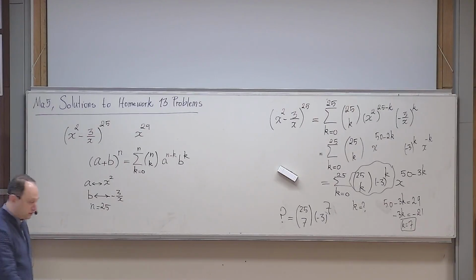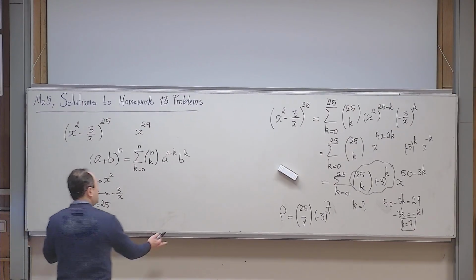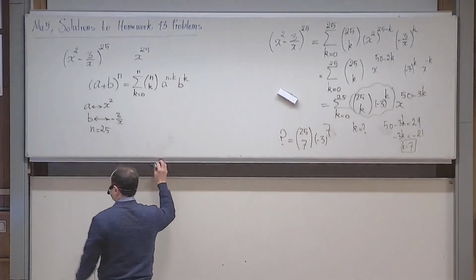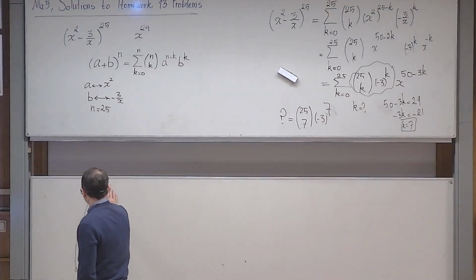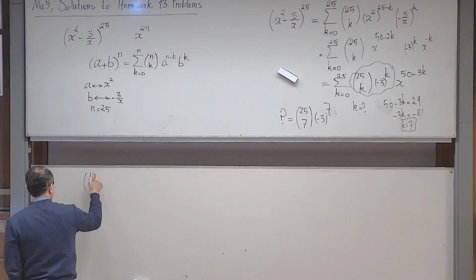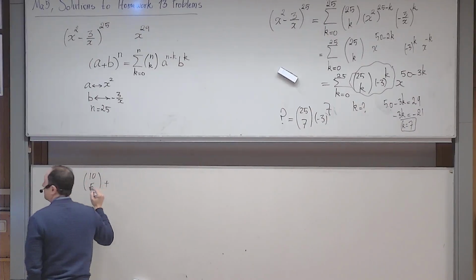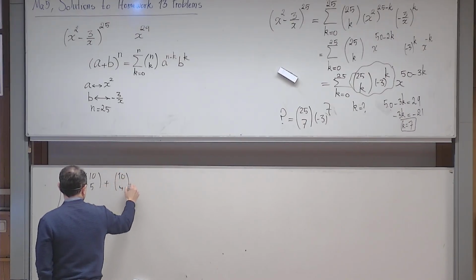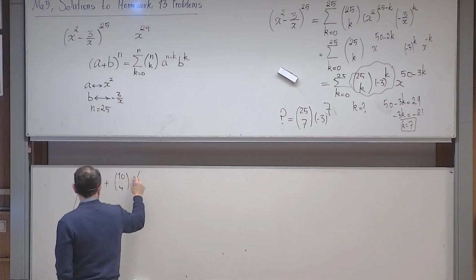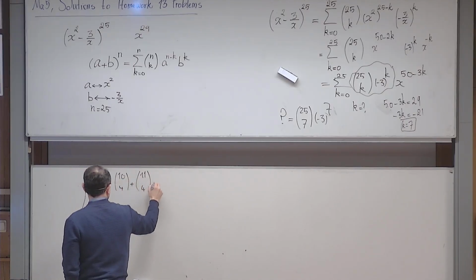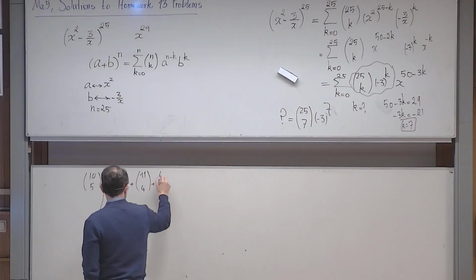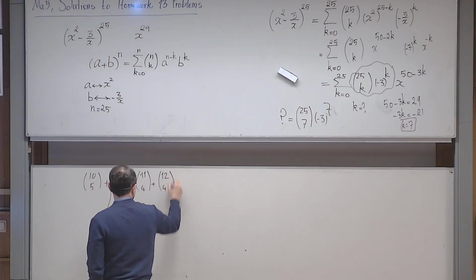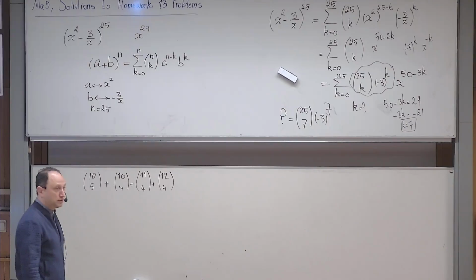So what should we do? What are the numbers? I have 10 choose 5 plus 10 choose 4 plus 11 choose 4 plus 12 choose 4. Do you have any idea what to do?